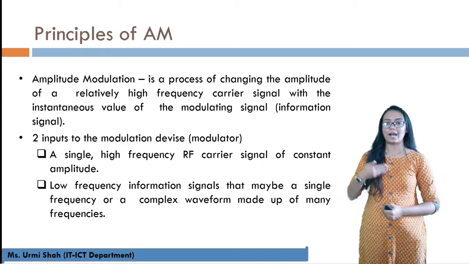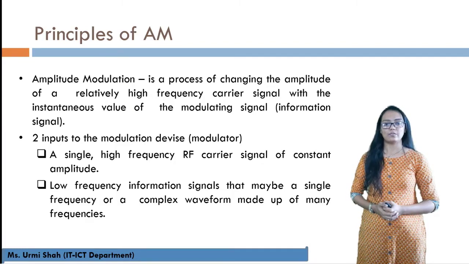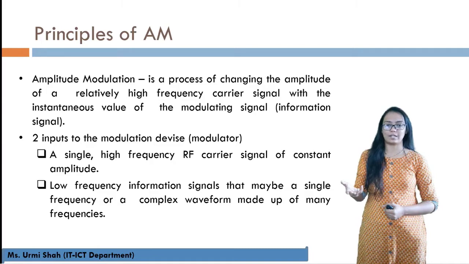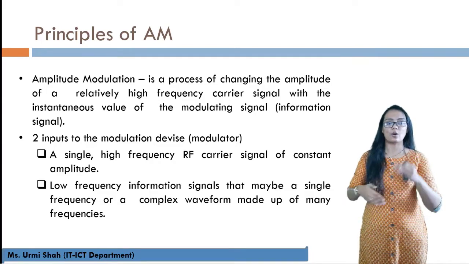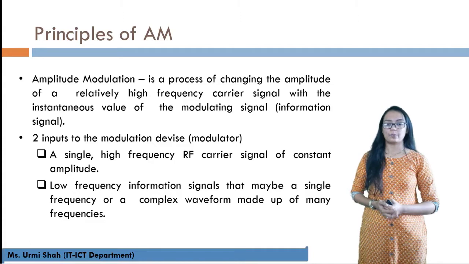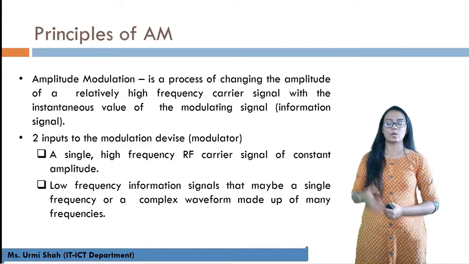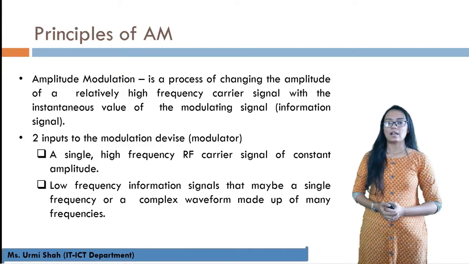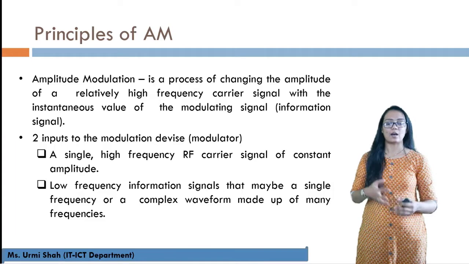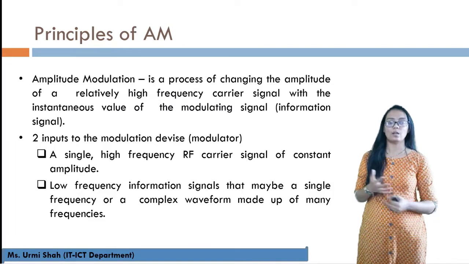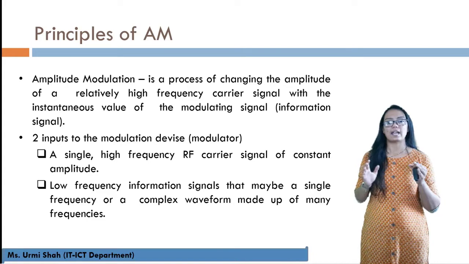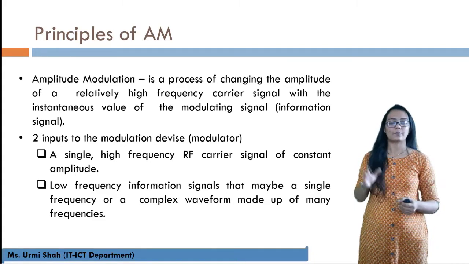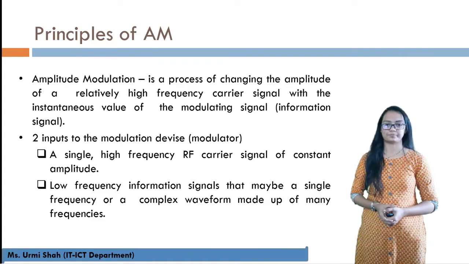So here there are two inputs of modulation device, that is a single high frequency RF carrier signal which is going to have constant amplitude, and then we have the low frequency information signal that may be a single frequency or it can be a complex waveform or a combination of multiple frequencies made up of lots of frequencies passed as a single signal. So these are the principle of amplitude modulation, how the amplitude modulation is defined, what are its characteristics, and what is the range of frequency of amplitude modulation.